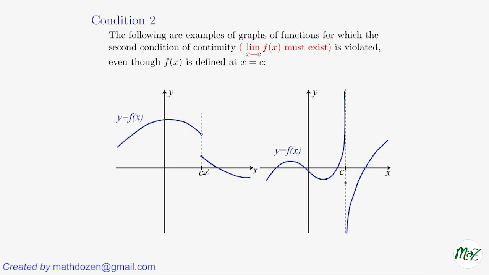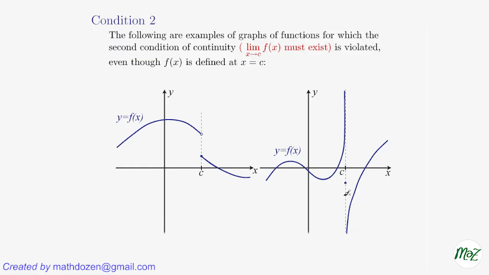For the second example, we have the function on the left. It is defined at x equals c. It's equal to this value, but the limit as x approaches c doesn't exist, because the behavior of the graph from the left side is different from the behavior of the graph from the right side. It's not the case that the graph approaches the same height from both sides.